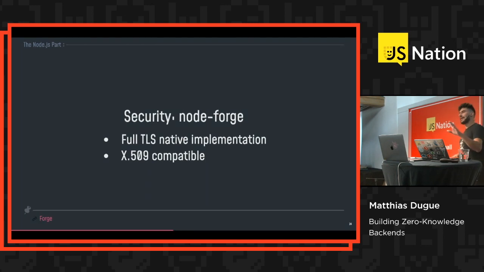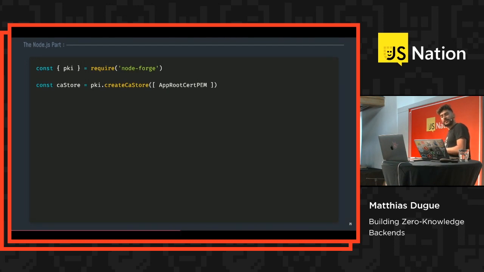Then you will have to rely on the certificates part with the X509 standard, which is one of the best ones to handle and to issue certificates. We've got NodeForge, which is a full TLS implementation in pure JavaScript that you can embed directly in your server. It's fully compatible with the certificates. So in my server, I will just import the NodeForge module, the PKI. I create a certificate store. I import the root certificate in it.